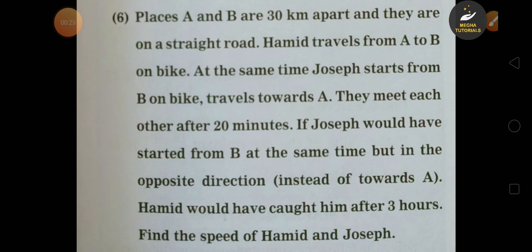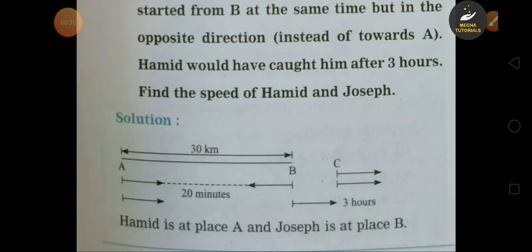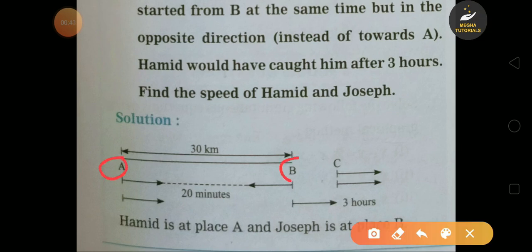Then you have to find the speed of Hamid and Joseph. So look at this diagram and try to understand the situation. Hamid is at place A and Joseph is at B. So this is Hamid and this is Joseph. As per the first condition, they are moving towards each other. Therefore, they are meeting in 20 minutes.